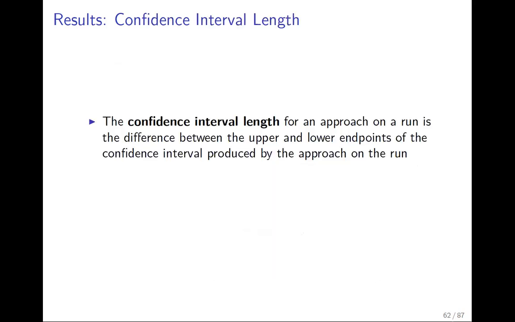The confidence interval length for an approach on a run is the difference between the upper and lower endpoints of the confidence interval produced by the approach on the run. The length should be small, as the smaller it is, the more precise our estimation is.